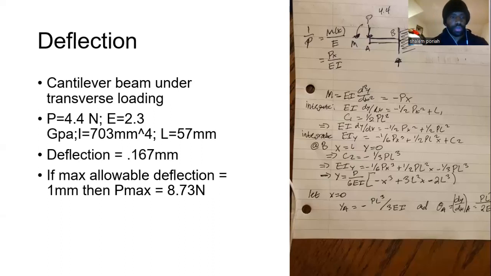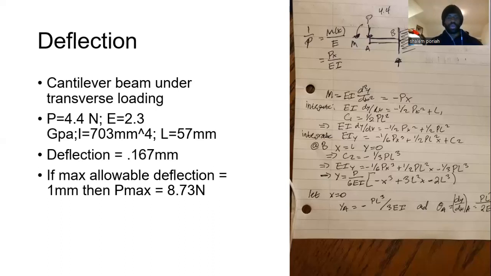Now we just have to fill out what the variables are. So P, which is our applied force, would be 4.4 newtons, approximately a pound force. So I figured that'd be a good place to start, as a test value. And then our E would be 2.3 GPa, which was found online. And then our moment of inertia would be 703 millimeters to the fourth power. And then our length would be 57 millimeters. And so as you plug the numbers in and adjust for units, you get a deflection of 0.167 millimeters.